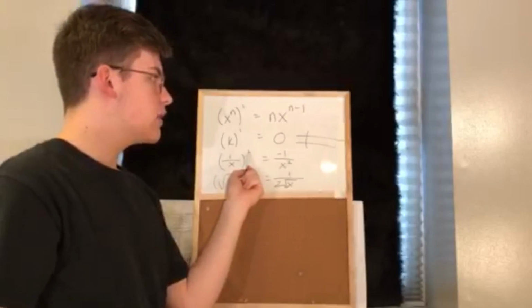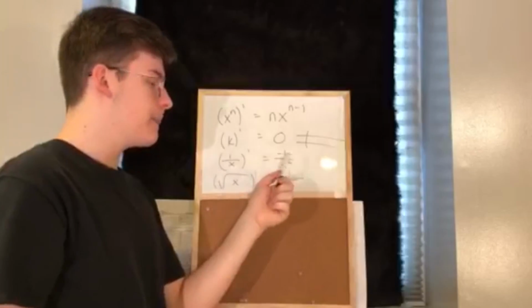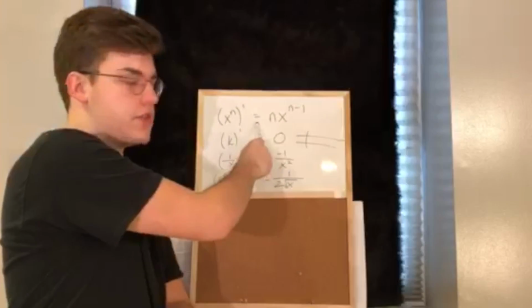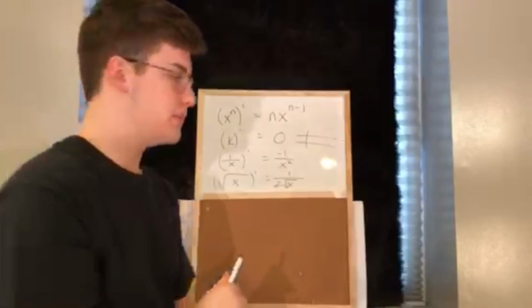For 1 over x, using this rule you can determine that the derivative is negative 1 over x squared. And likewise with the square root of x, if you use the first rule, you can determine that the derivative is 1 over 2 square root of x.